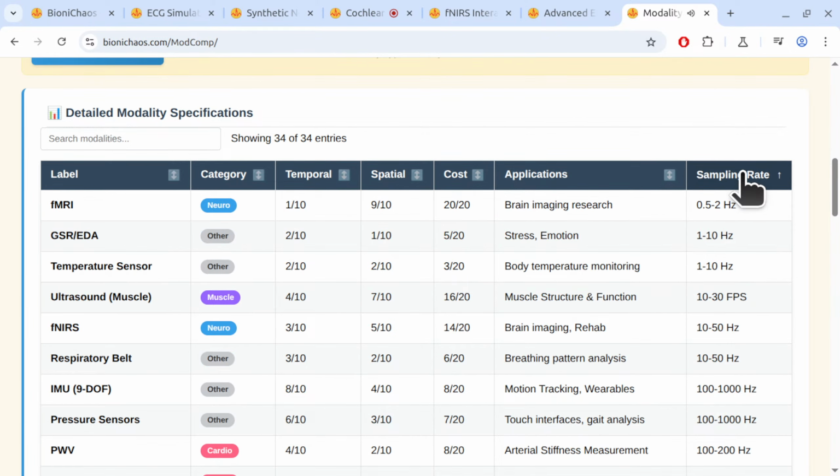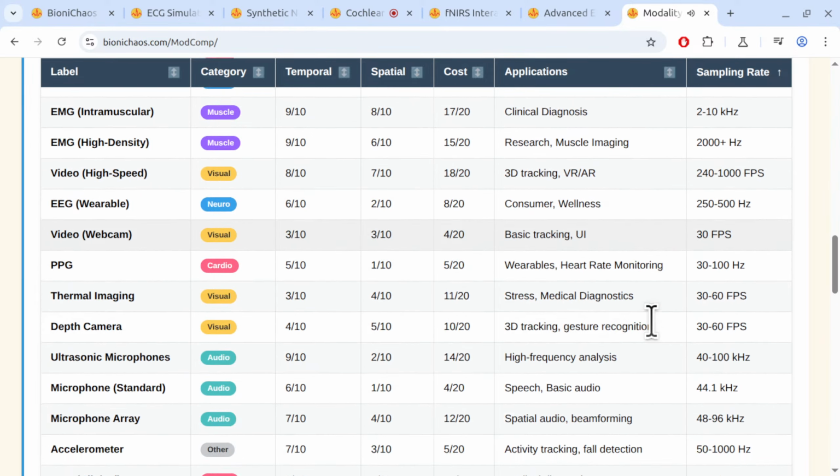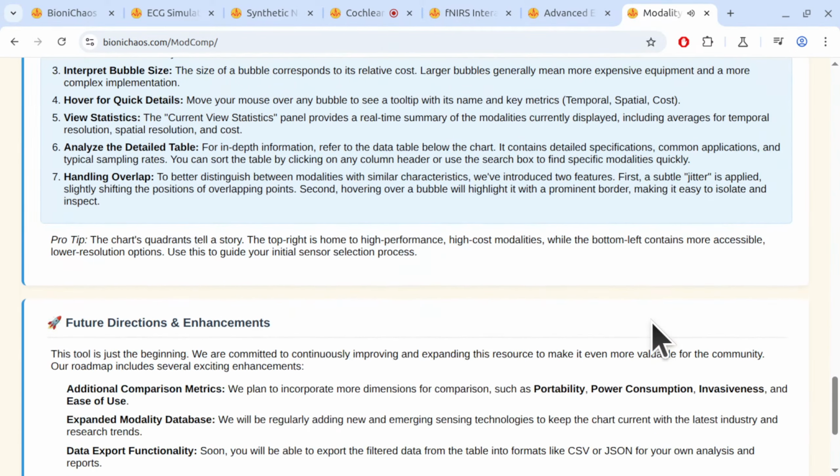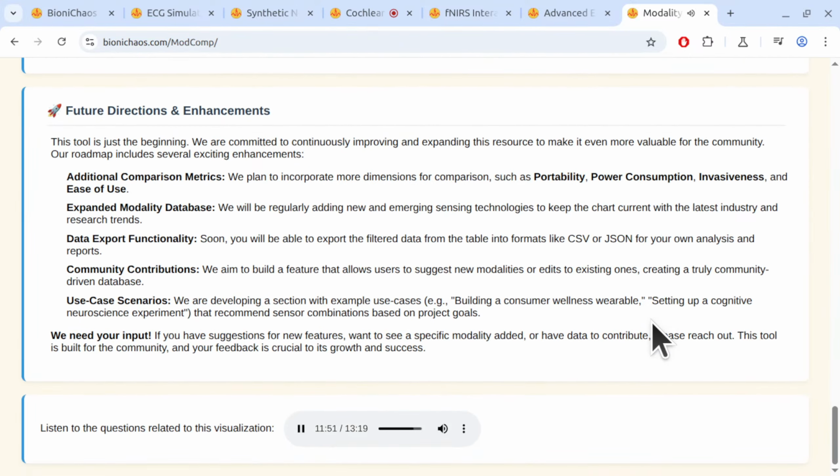Those sound incredibly useful, especially invasiveness and portability. Totally. And they also plan to add more sensors, let you export data, maybe even have community contributions and specific use case examples like, if you want to build this, try combining these sensors. So it's a living tool. Makes sense. The world of sensing tech isn't exactly standing still. Not at all. It's constantly changing, evolving. More data, smaller sensors, different techniques. The only constant is really the quest for more information, for better or worse.